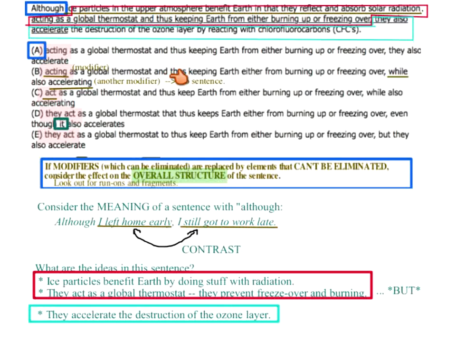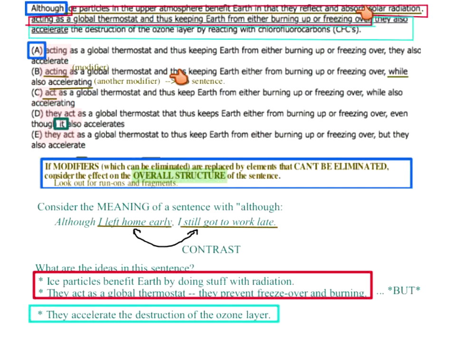In the correct answer, which is A, luckily it's the piece that's right there, acting as a global thermostat and keeping Earth from burning up or freezing over, that's an elaboration on how the ice particles do this. They benefit Earth by doing this. To which readers might be like, okay, how? How do they benefit Earth? Oh, here's how. They do these things. So that's a description of how that works. That's one of the proper uses of a comma-ing modifier.